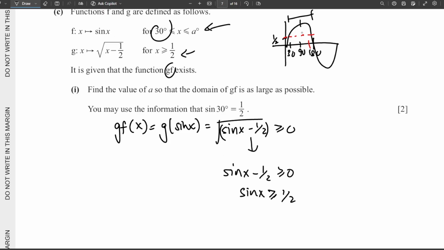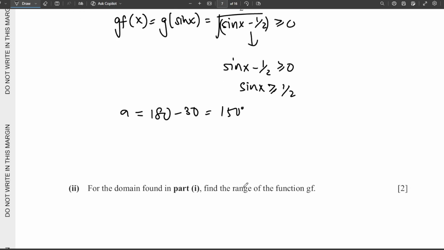So what is the value of this angle here? Let's call it A, it's already given. What is the value of A here? A will be 180 minus 30, because of symmetry. So 150 degrees. Okay, so this is the answer for part 1.